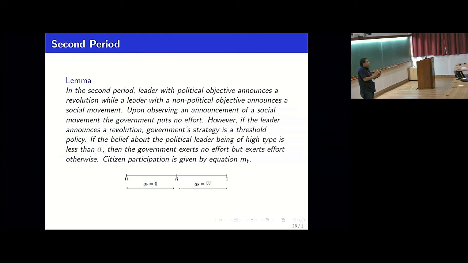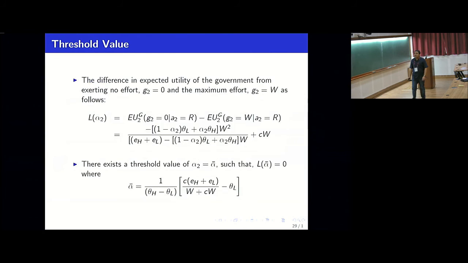But at the same time, if I become really popular, then it attracts attention from the government. And the very fact that the government might overthrow or attack my movement can lower citizen participation. Then what should I do? That's the result that I'm going to talk about immediately.